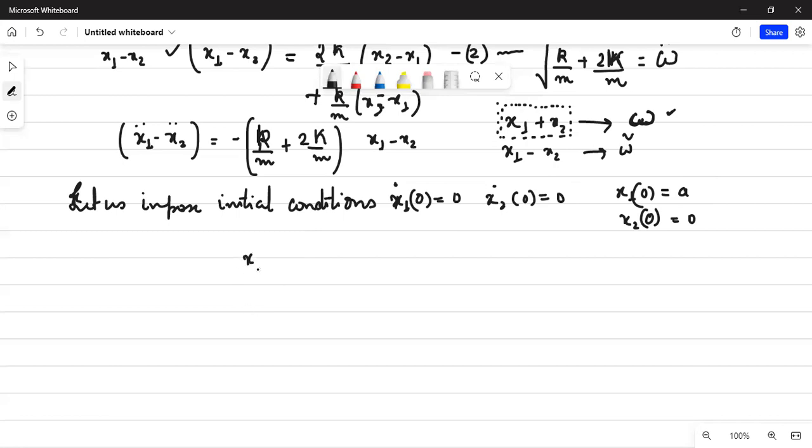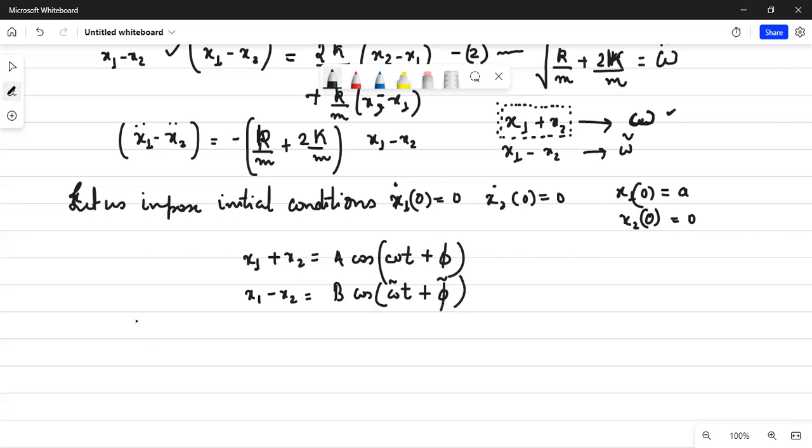So we've obtained that x1 plus x2 would be some constant. Let us write it as A cos(omega t plus phi), with some initial phase. And x1 minus x2 will be some B cos(omega tilde t plus phi tilde). Okay, is that clear? Now, if I want to extract my x1, so x1 as a function of time would be simply what I can write.